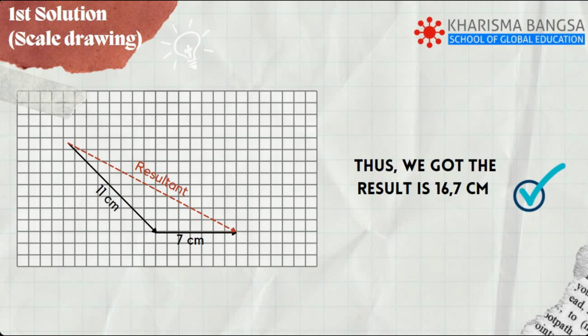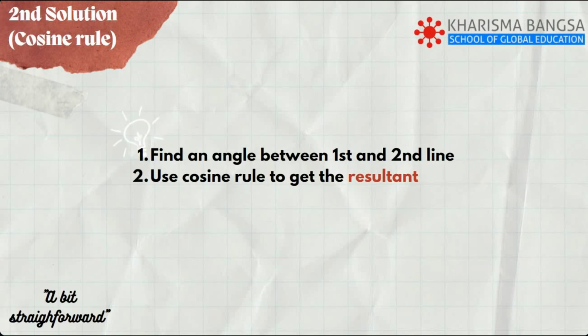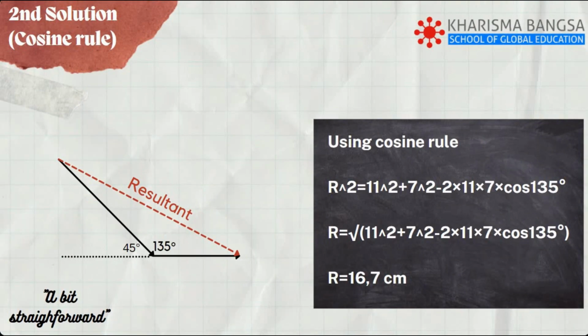The other way to solve this problem is using cosine rule, where you need to find an angle between first and second line. After that, you need to use cosine rule to get the resultant. As you can see from the slide, which shows us the picture and the way to solve this question, using cosine rule, we still get the same result as the previous one. In this case, 16.7 centimeters.